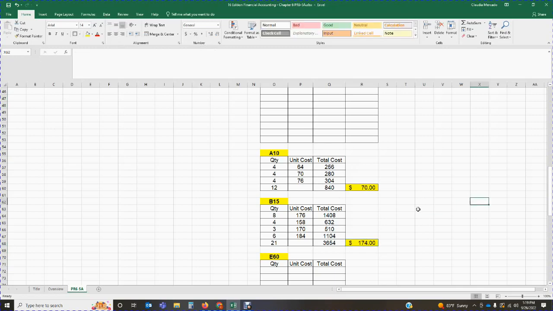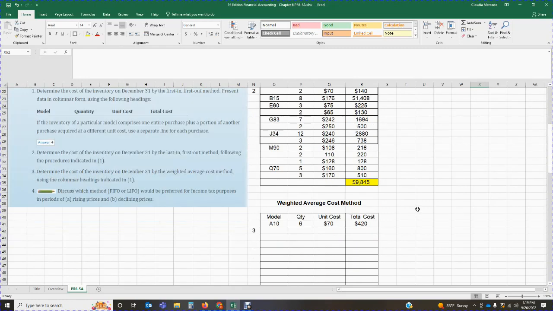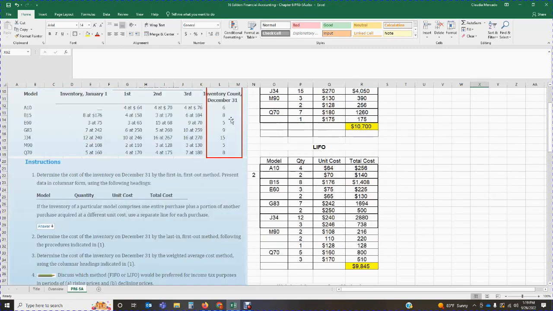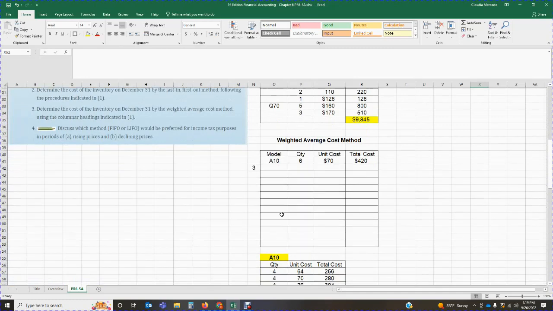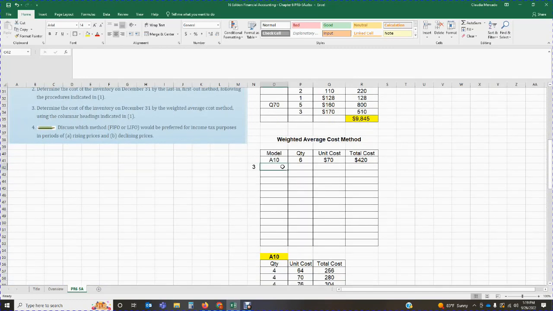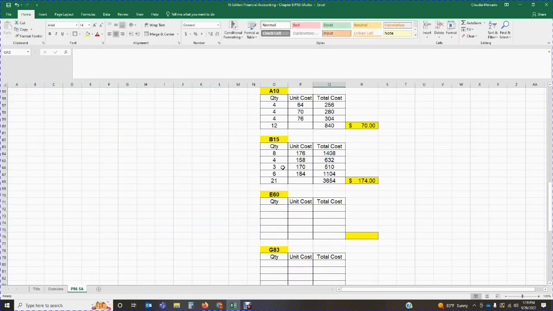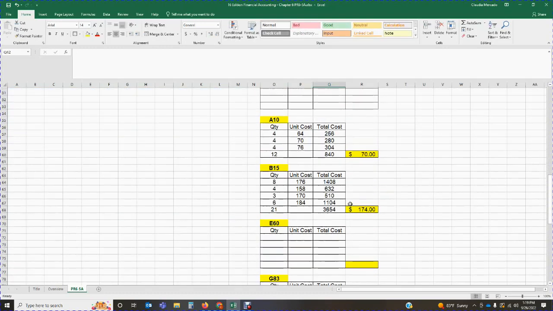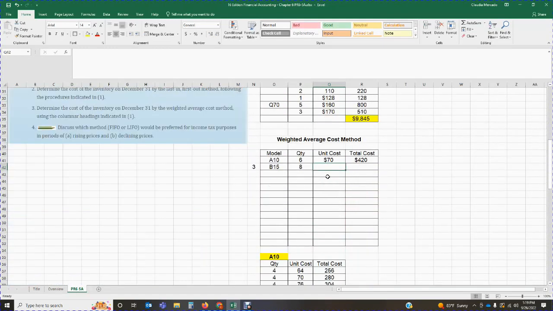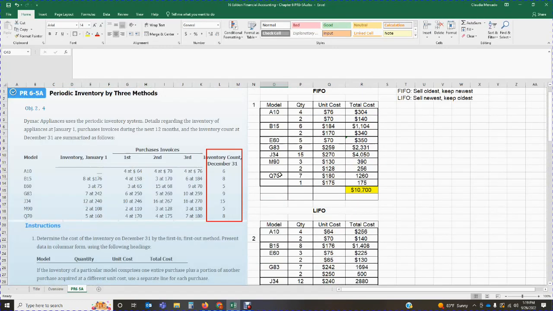So if we go back, for B15, we have 8 units remaining, and we calculated the average cost of 174. Then we multiply the quantity times the cost. 1392. We're going to do the same thing for E60.